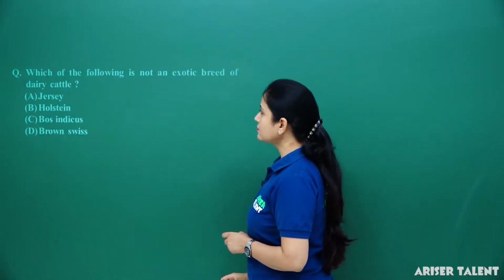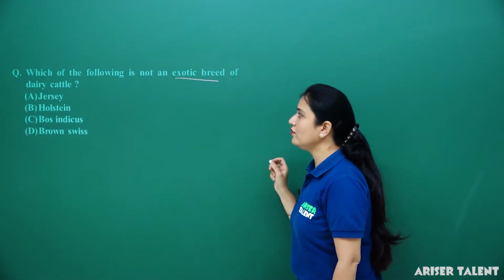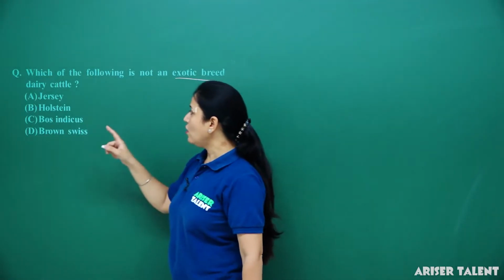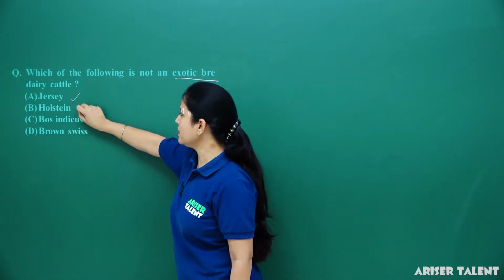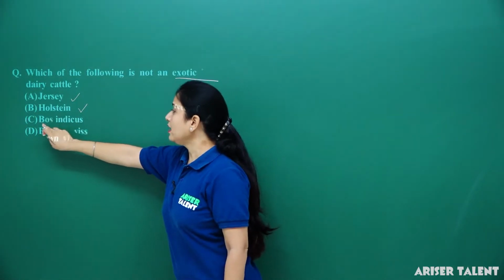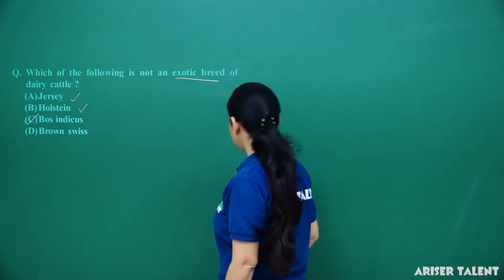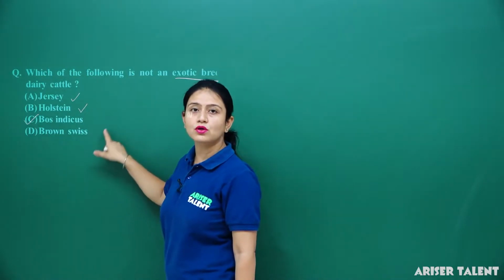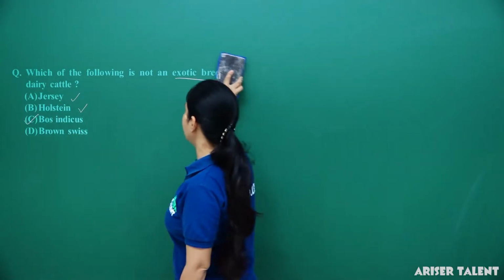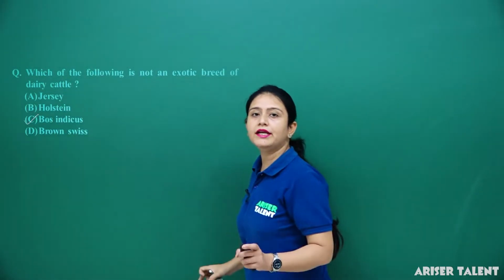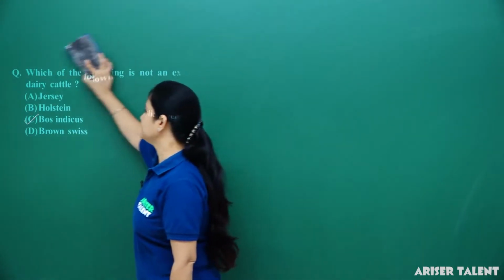Next is, which of the following is not an exotic breed of dairy cattle? Jersey, Holstein, Bos indicus, Brown Swiss. Jersey is an exotic breed. Holstein is also an exotic breed. But Bos indicus is an Indian breed, so option C is the correct answer. Even Brown Swiss is the exotic breed of dairy cattle. So option C, Bos indicus, is the Indian breed of cattle. So option C is the correct answer.